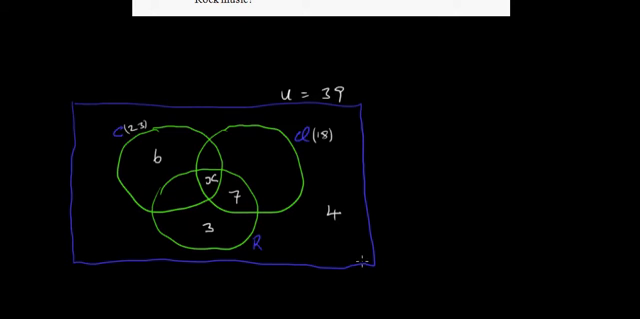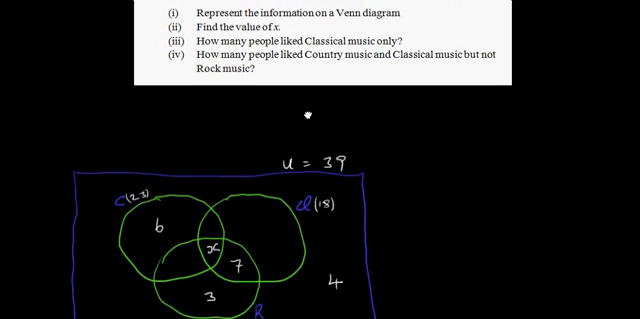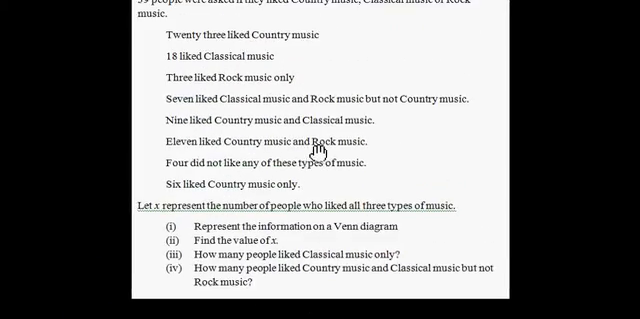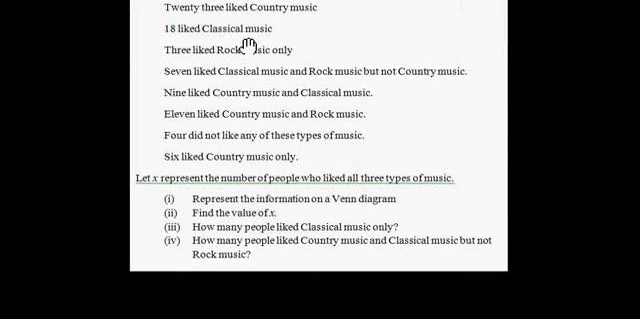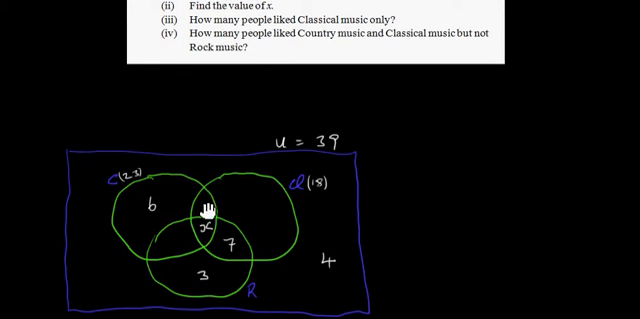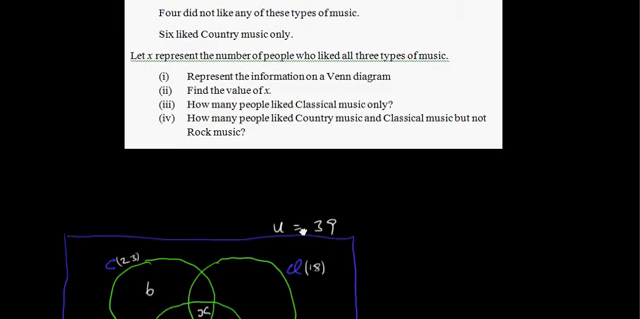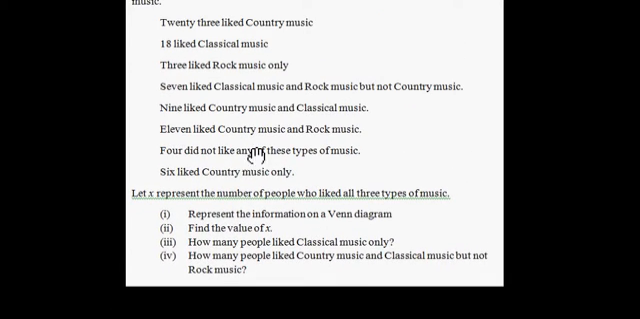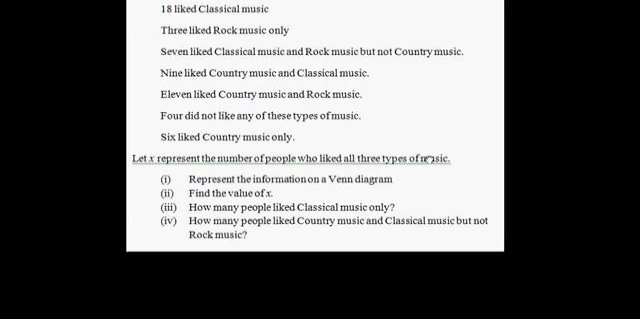Usually you end up, as I say, reading these questions 2 or 3 times before you fill out all the information you can. So let's start again then. Let's see, 39, we have 23 liked country music, 18 liked classical music. Again, we can't do any more with that as such yet. So let's move on. 3 liked rock music only, we have that. 7 liked classical music and rock music but not country music, we have that filled out.